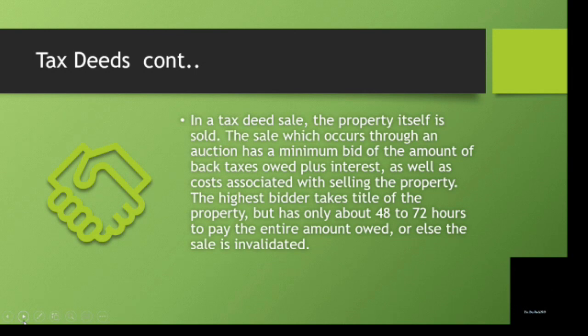Tax deeds continue. In a tax deed sale, the property itself is sold. The sale, which occurs through an auction, has a minimum bid of the amount of back taxes owed plus interest, as well as costs associated with selling the property. The highest bidder takes the title of the property, but has only 42 to 72 hours to pay the entire amount owed, or else the sale is invalid.